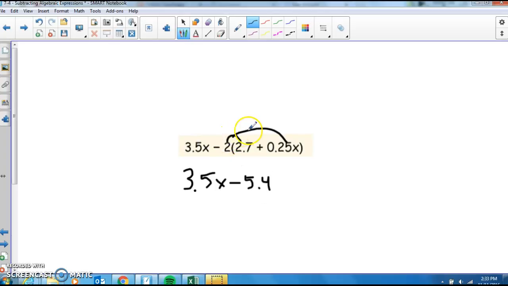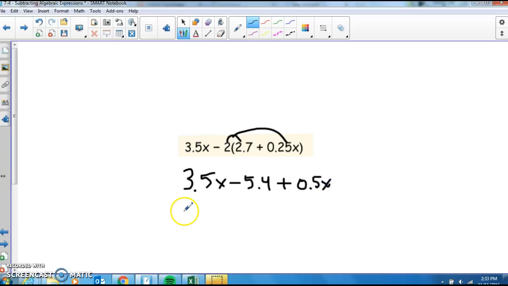Now we're going to multiply that negative 2 times that 0.25. So 0.25, which is 25 hundredths, times 2 gives you 0.5x, or 5/10x. A lot of you like to write 0.5, so I'll put it as 0.5. And I'll put the x with it.